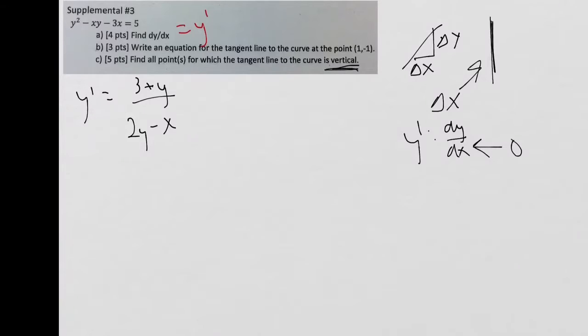So anytime I have a derivative in a fraction form like this, I can just set the bottom equal to 0, and that's going to give me a vertical slope.